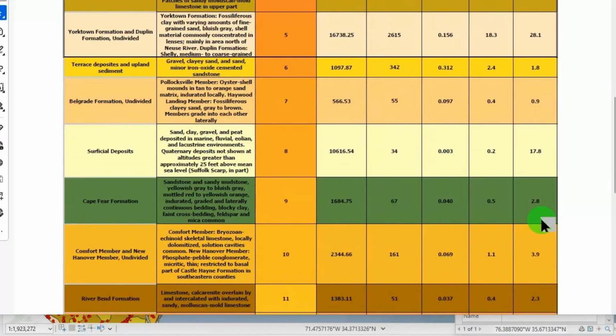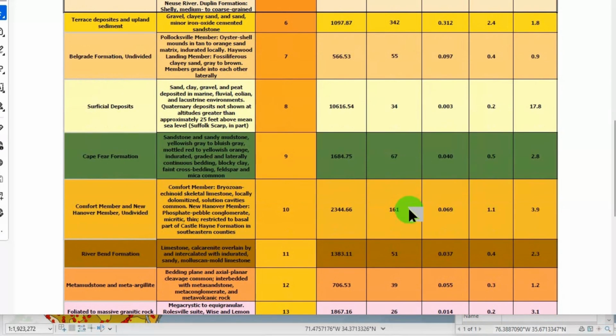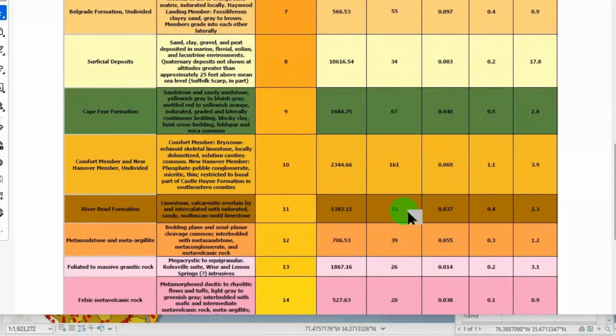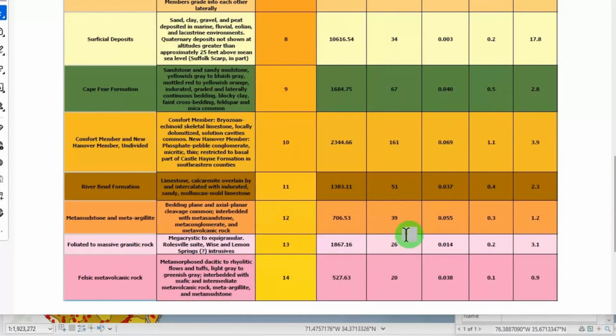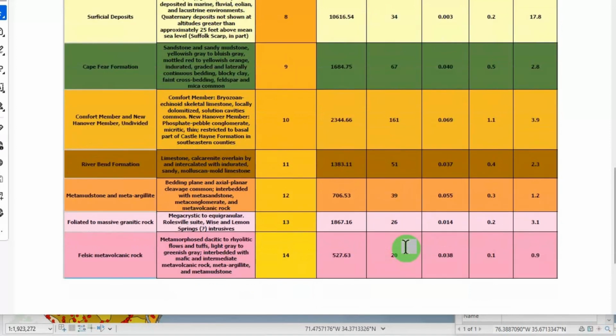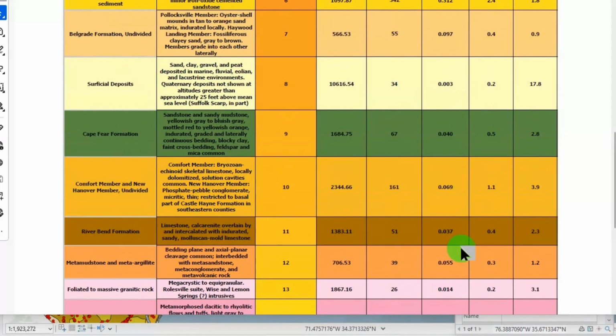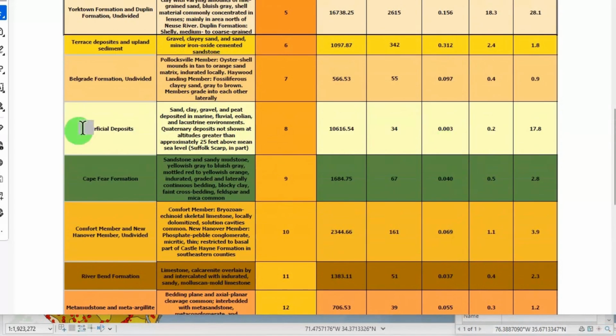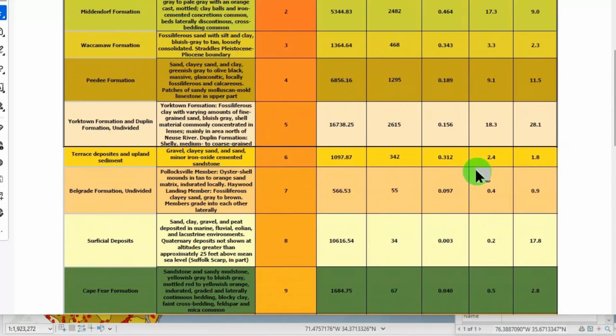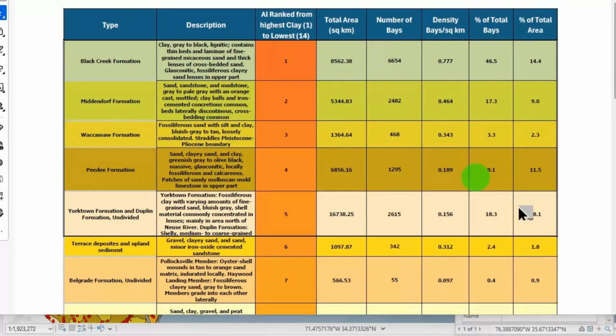And then as we scroll down, you can see that we get counts 34, 67, 161, 51, 39, 26, 20. Pretty low densities. The lowest is at surficial deposits, but that's a chart. Let me scroll through it here. So we're here at the Belgrade.